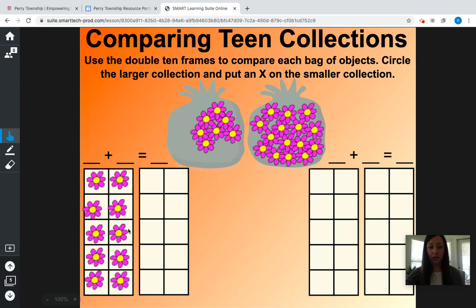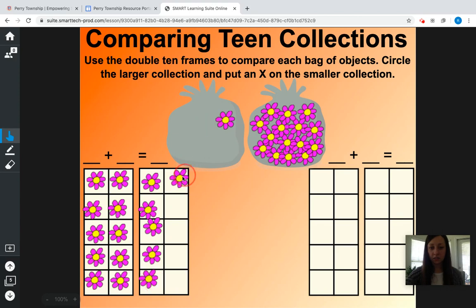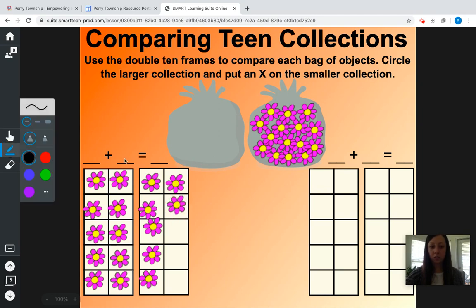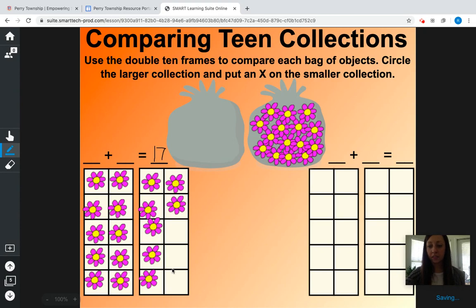So be thinking about that while we go through this one. But I'm going to start by saying, okay, I know I have 10, 11, 12, 13, 14, 15, 16, 17. Okay, so I know my total is 17. So remember, equals right here. I'm going to write it in after my equal sign. I have 17 total. That's how many I have all together. Okay, now let's break it down. So in the first tens frame, I have how many? Good. I have 10 in my first 10 frame. How many do I have in my second 10 frame?